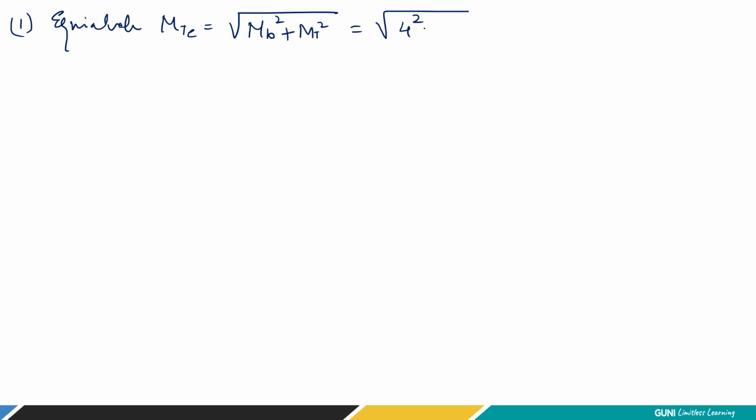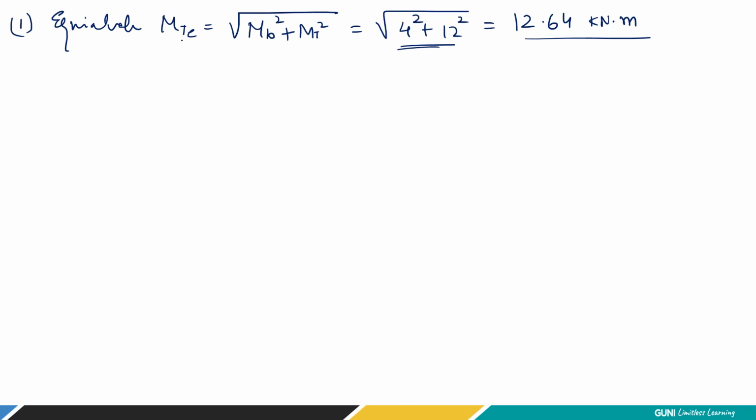The first is the equivalent torque, right, which is given by this equation in terms of the bending moment and the torque transmitted. Here we are given, I think, 4 squared plus how much, 12 squared. So the answer comes out to be 12.64 kilonewton meter. The unit will be the same as that given for torque, newton meter, right?